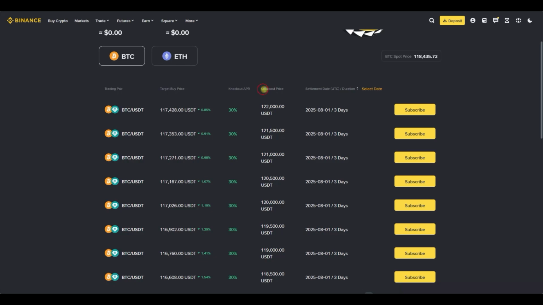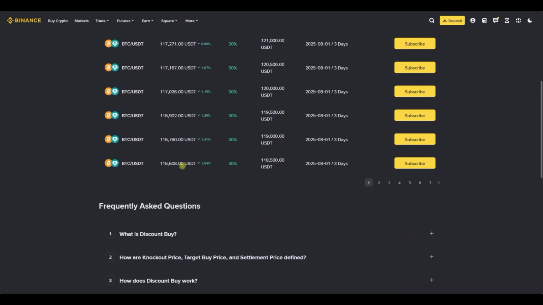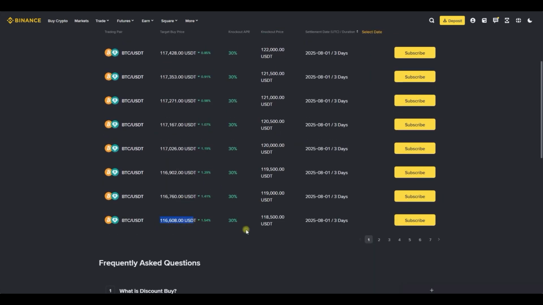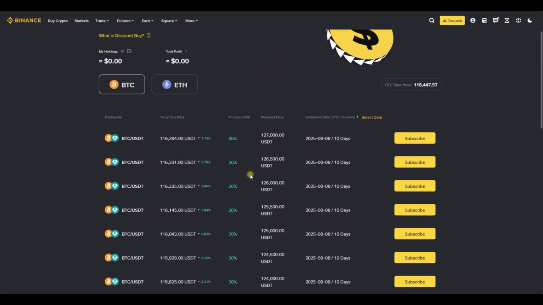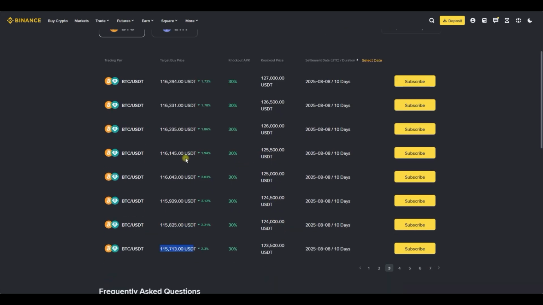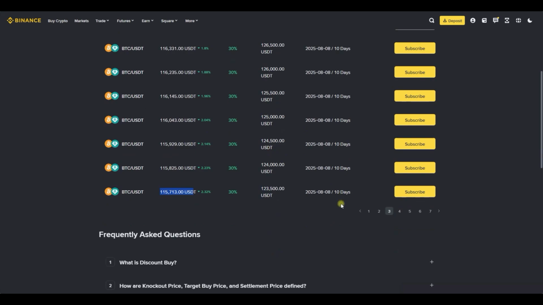As you scroll down the page, you'll find the different target buy price and knockout price options available. You'll notice there are actually multiple pages of these offers. It's a good idea to click through them, as you'll find a wide variety of target buy prices, knockout prices, and the associated APRs. This flexibility allows you to explore different options and choose a strategy that aligns perfectly with your own market outlook and individual risk tolerance.